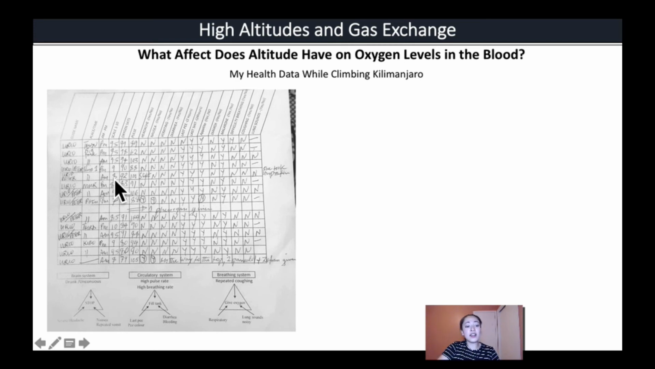Every morning and night when we climbed the mountain, I think we did it in like 7 or 8 days, I can't quite remember anymore, but every morning and night, we actually had our oxygen saturation levels checked. And that is actually what you can see in this row right here.